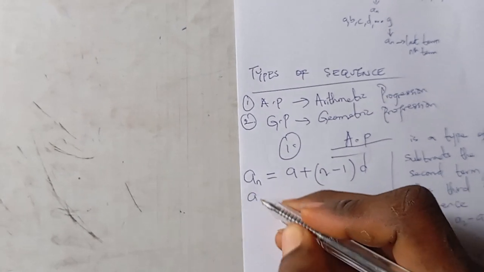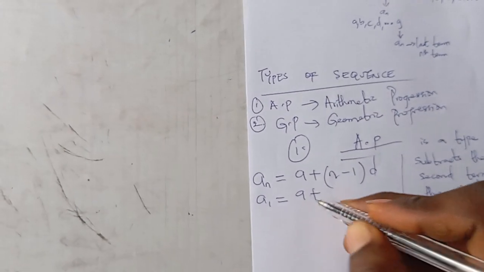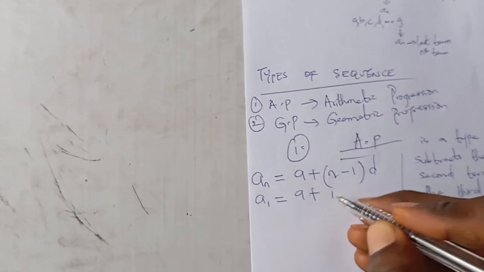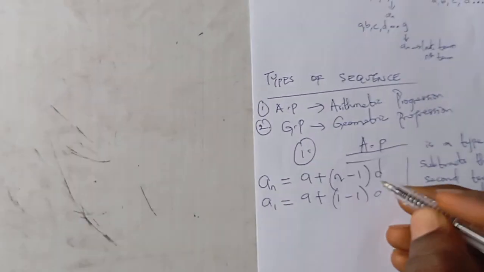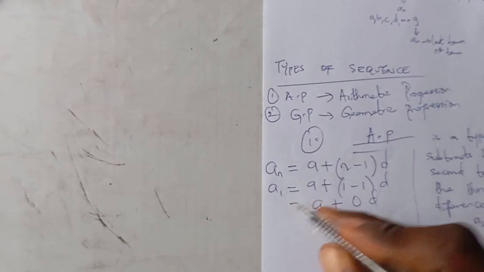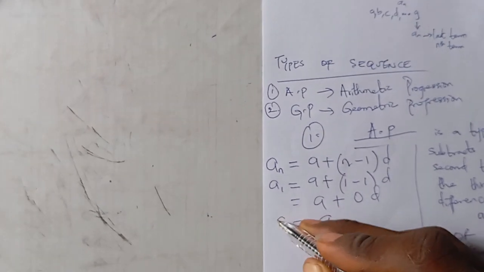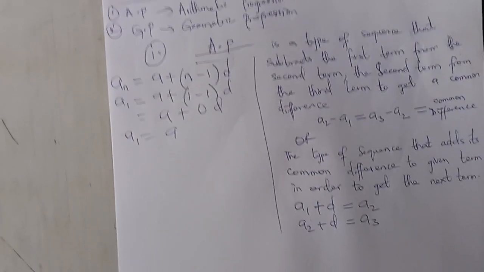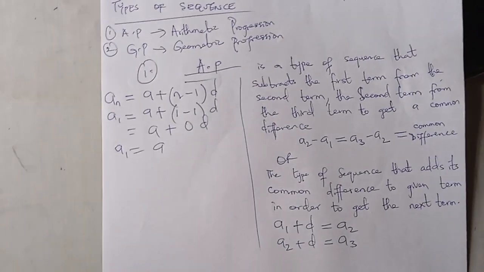Well, let's check it. E1 equals E plus, where I see n, I put 1 minus 1 d, 0 d. Anything times 0 is 0. So E1 will always be E. So it's constant. E1 will always be E.